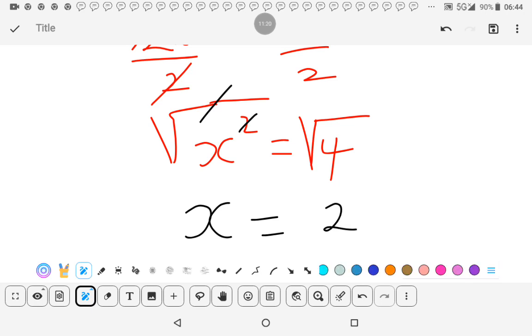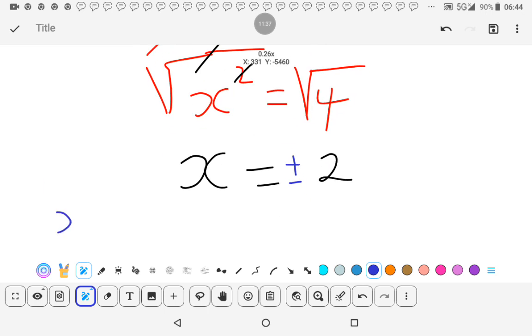But don't forget, whenever you take the square root of a number, you will always have two solutions. Either the answer is in plus or the answer is in minus. That is plus or minus. So plus or minus means that x is equal to 2 or x is equal to minus 2. That is why they say plus or minus. Those are the two solutions, one for plus 2 and the other for minus 2.